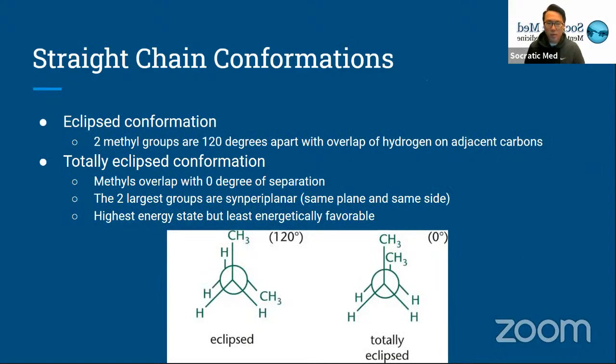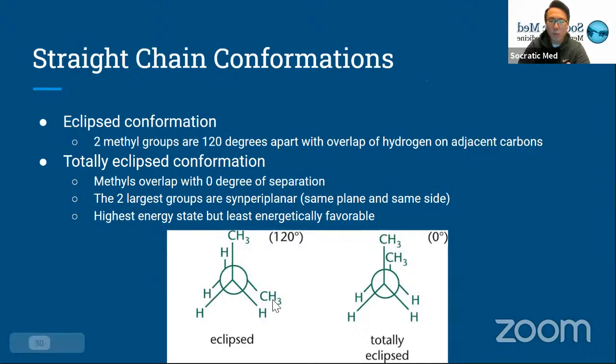When the substituents are on top of each other in the Newman projection, this is called the eclipsed conformation. For just eclipsed, this is when the two methyl groups, or the two largest substituents, are 120 degrees apart, but they still overlap. There's an overlap of the hydrogens on the adjacent carbons. As you can see on the bottom figure, the substituents are on top of each other, but the methyl groups are still 120 degrees away from each other.